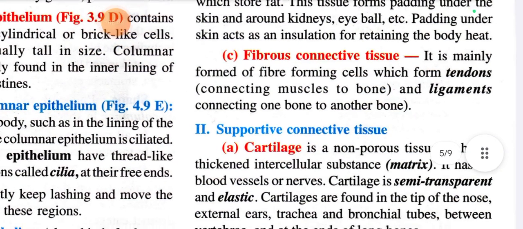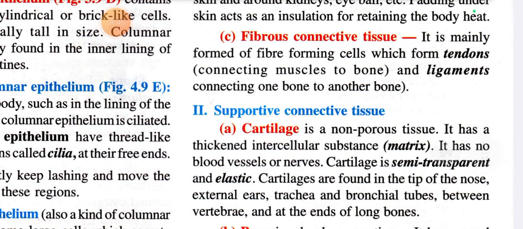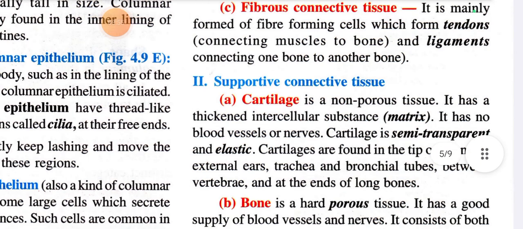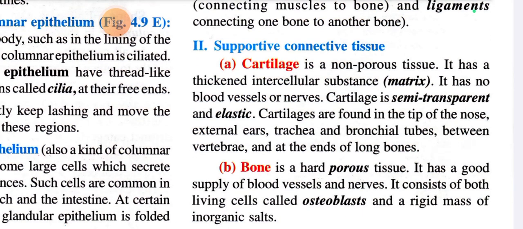Fibrous tissue is mainly formed of fiber forming cells, like we know the tendons, connecting muscle to bones, tendons, ligaments and all. Next, supportive tissue: cartilage and bone.